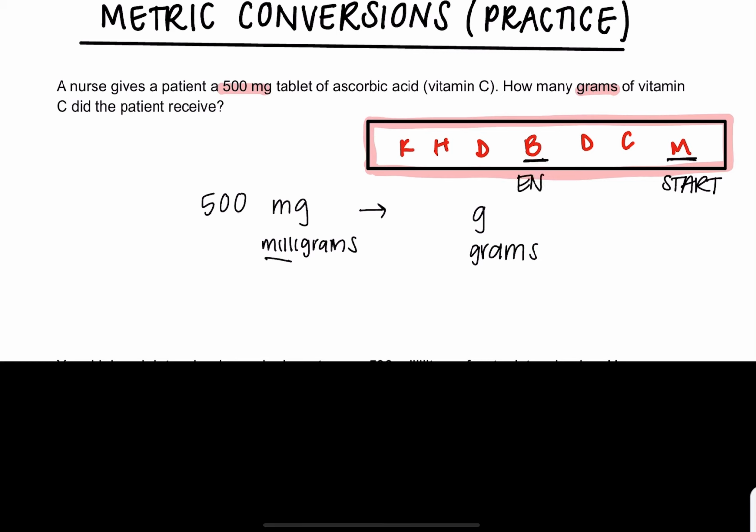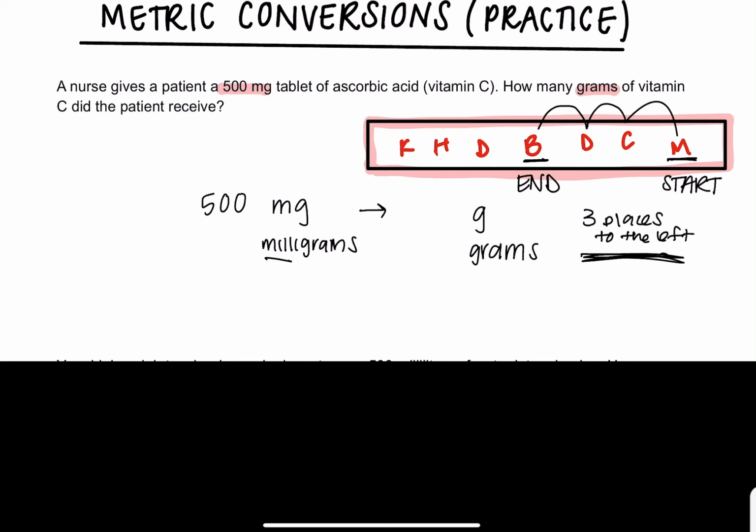So that's our end. And now all you have to do is jump from each unit to get from your start to your end. So we're going to start at our M and jump 1, 2, 3. So it took 3 jumps or places to the left to get to our end. And this is really important, so keep that in mind, 3 places to the left.